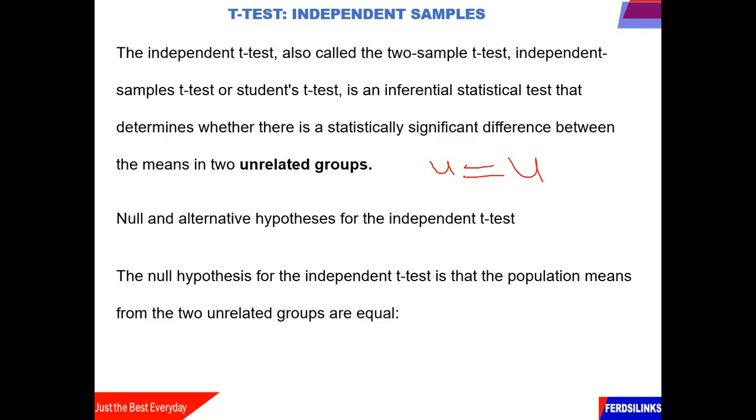Stated in the form of U1 is equal to U2. So the performance from group 1 is equal to the performance of group 2. In such a case, we say this is a null hypothesis. We are assuming equality. No group is performing better.